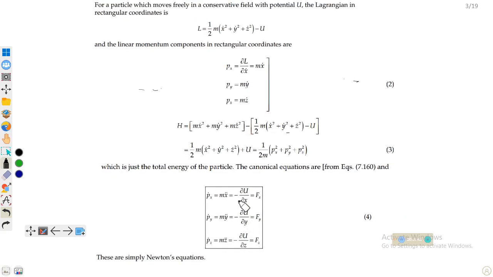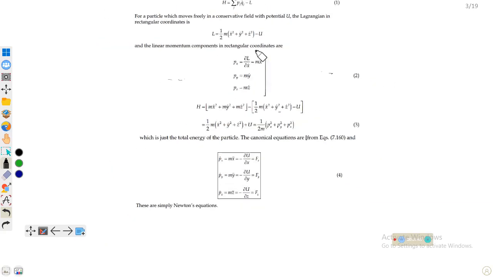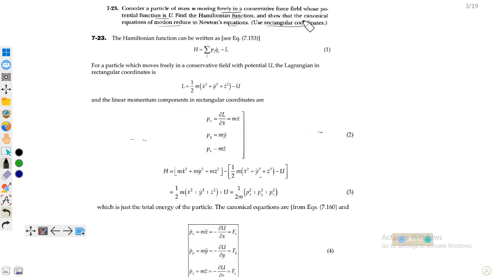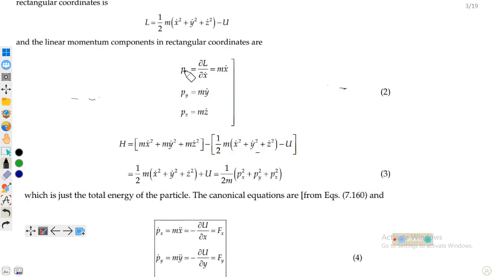Okay, so we have to show that the canonical equations of motion reduce to Newton's equation. We have to reduce the canonical equations to Newton's equation, using rectangular coordinates. Okay, this is px is equal to mx dot, py is equal to my dot, and pz is equal to mz dot. These are the canonical equations, and we have to reduce this to Newton's law.